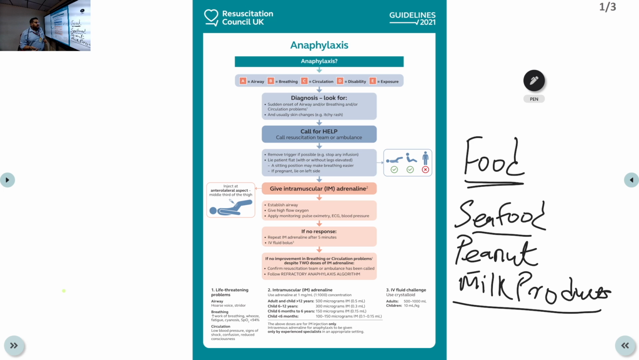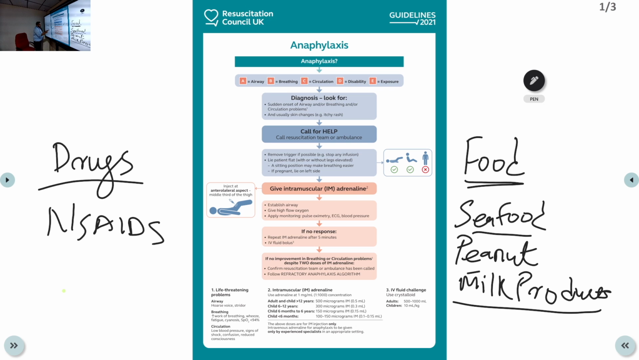Then what are the other common drugs that are very famous to cause anaphylaxis? Drugs that can very frequently cause it. The most common ones are NSAIDs, then penicillins, sulfa drugs. So these are the common agents that can cause allergy.